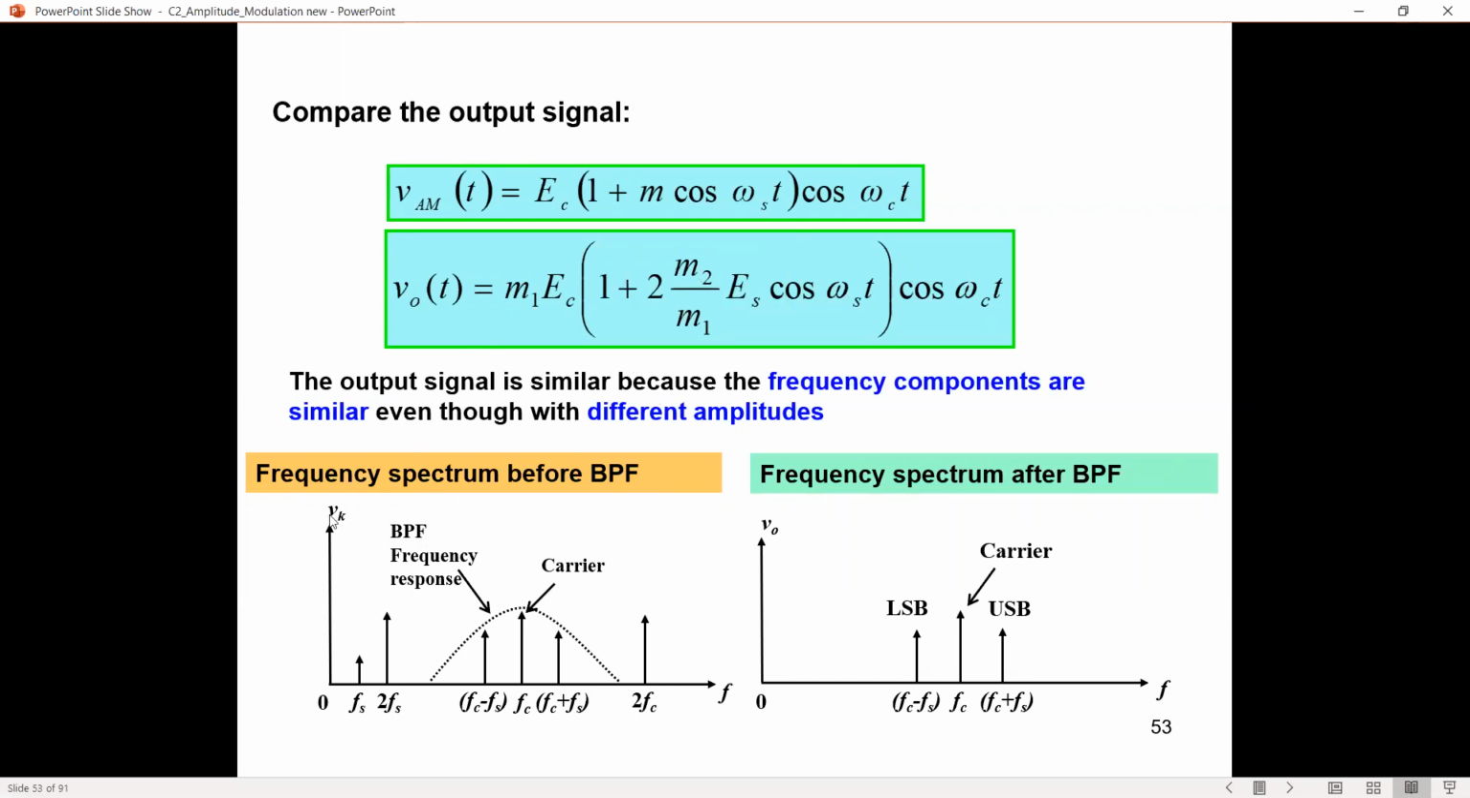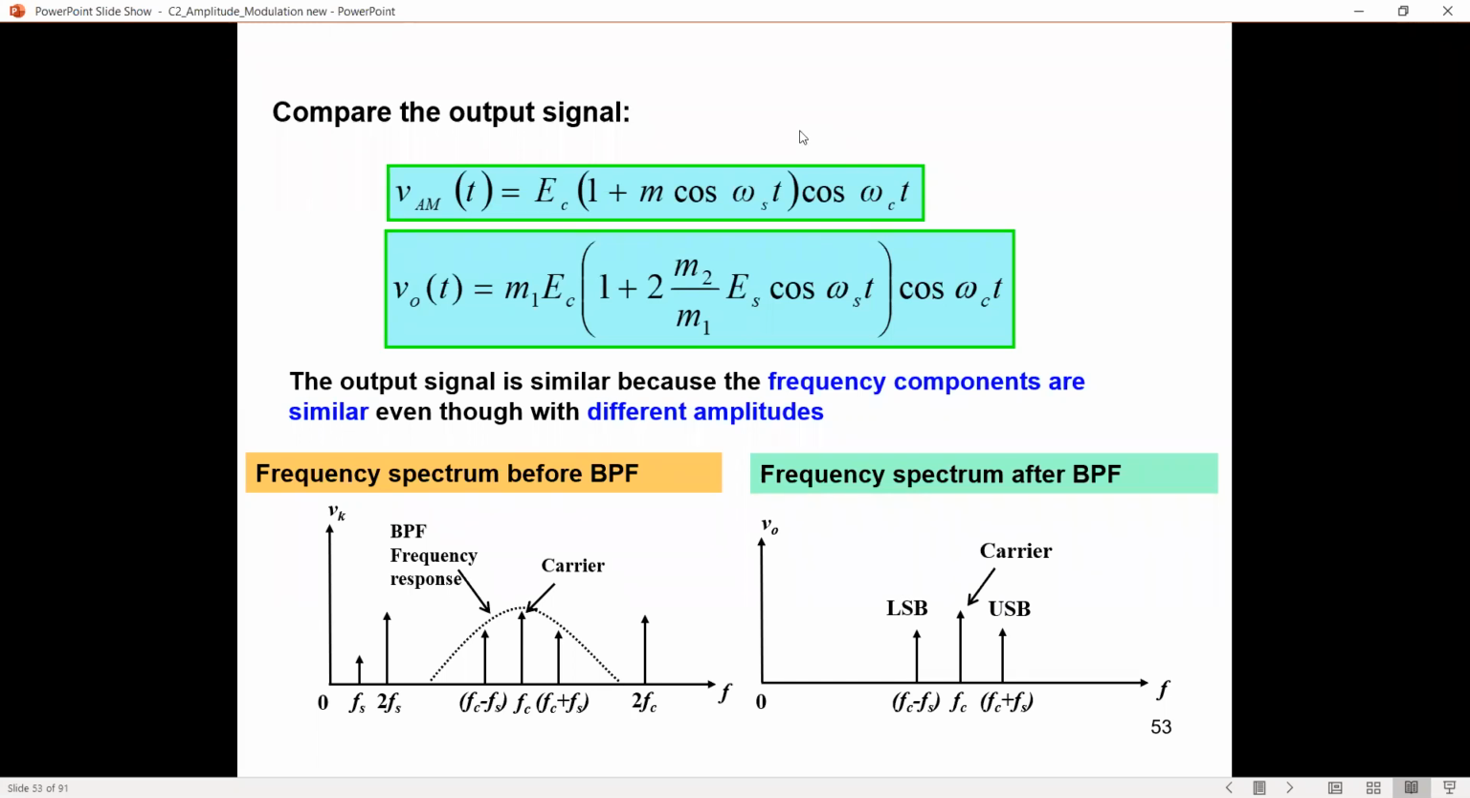So these are the frequency components before the bandpass filter. But if we set our frequency response to be centered around FC, then after the bandpass filter, only these three components will remain. So this is how we generate a full AM signal using a non-linear device, with the help of a bandpass filter, of course.